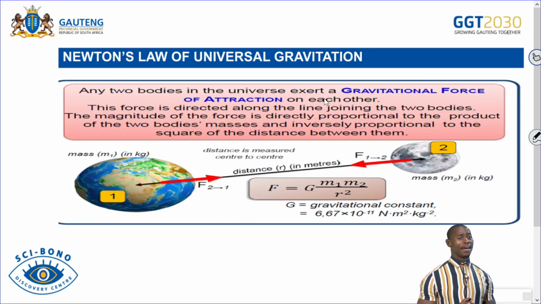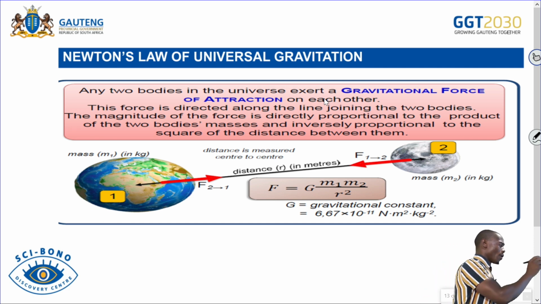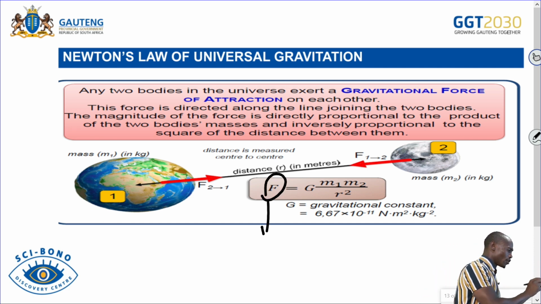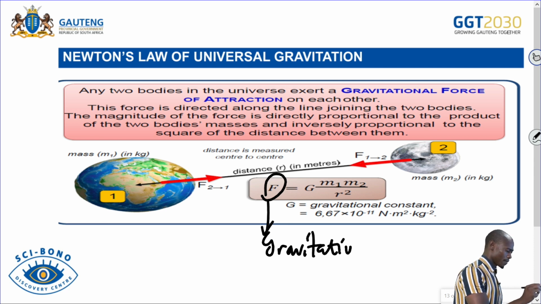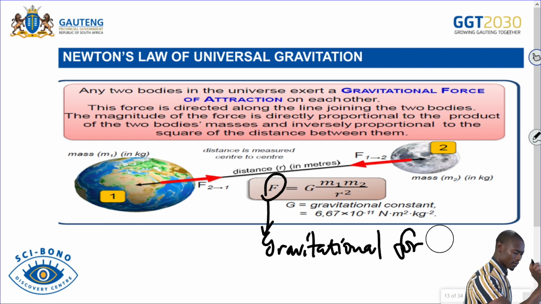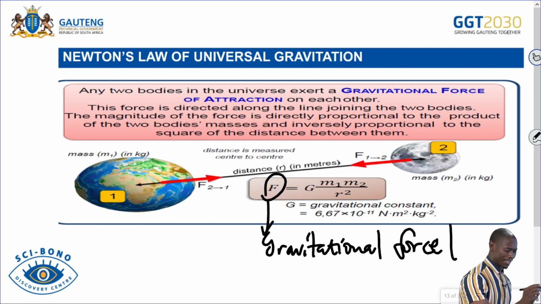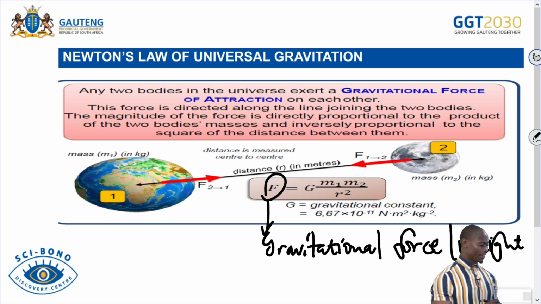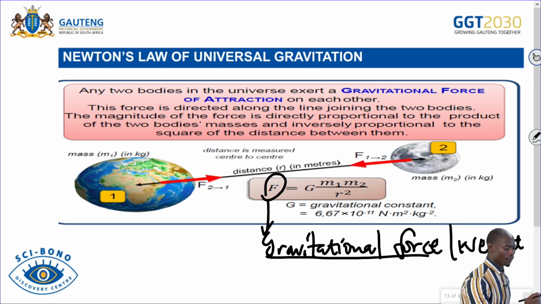All right. Then, in symbols, F is equal to G m1 m2 over r squared, where F is the gravitational force. This is the gravitational force, or weight. Why am I saying it's gravitational force or weight?